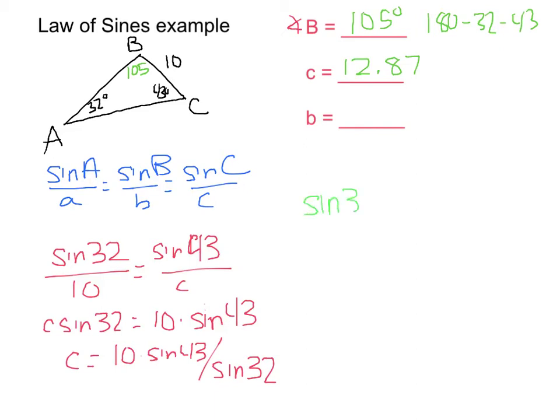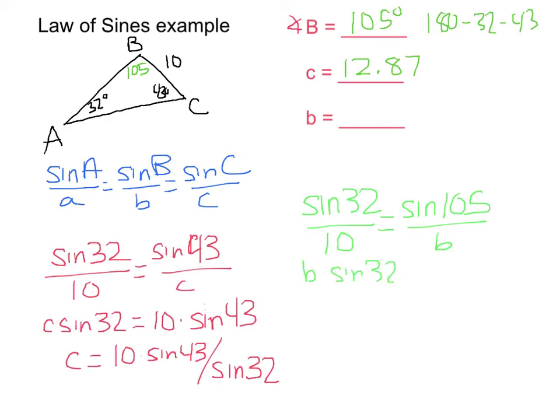Okay, so here we go. I'm going to always use the ones that are given to me, because then there's no rounding. We're going to be more accurate. So sine of 32 over 10 is equal to the sine of 105 over B. We're now going to follow the exact same process we did here. Cross multiply. Notice I'm not actually going to evaluate the signs until the very end. Okay? And that's helpful because there's no rounding. You don't have to worry about exact values. Here is what B equals: 10 times sine 105 over sine of 32.